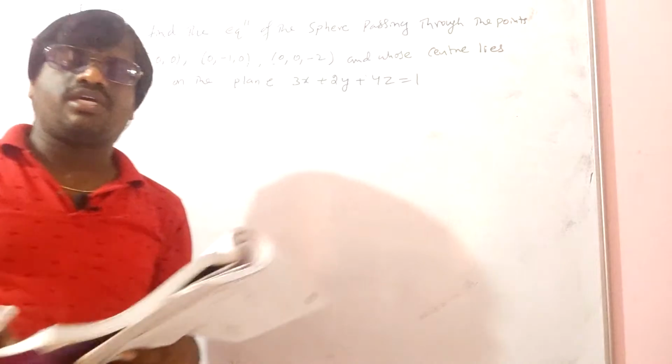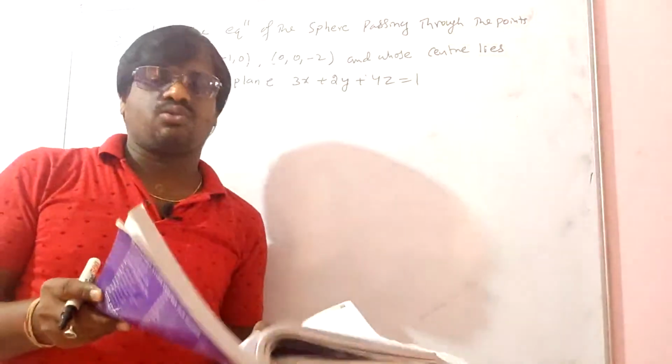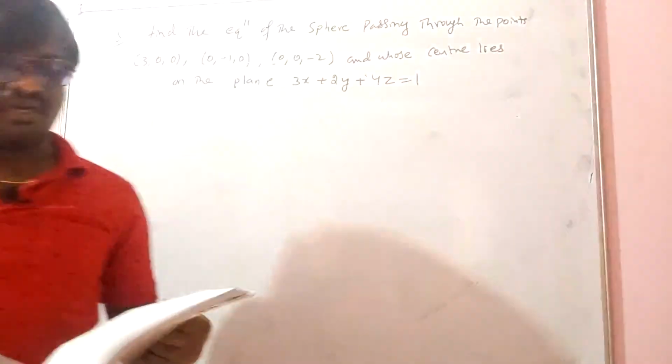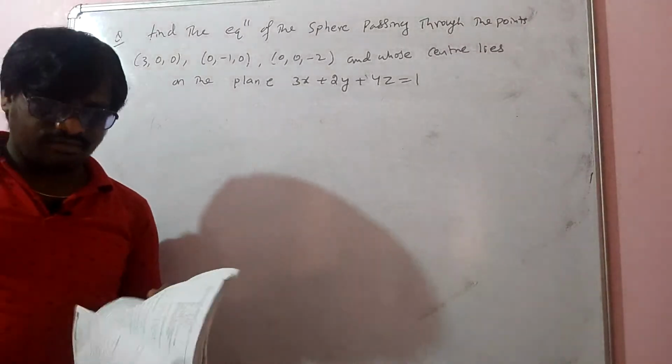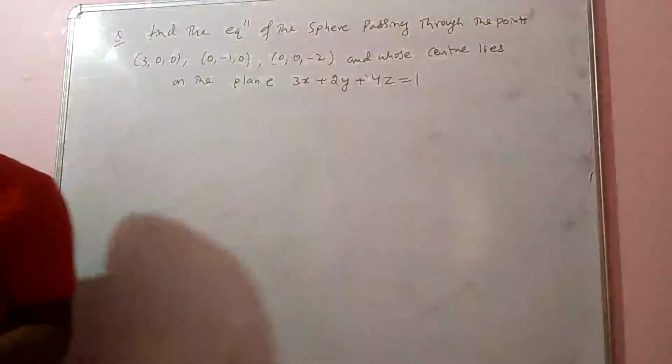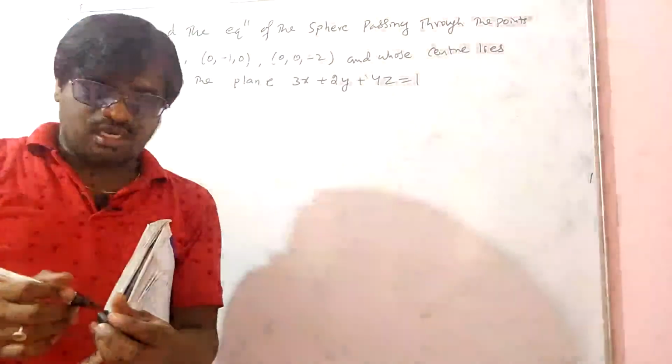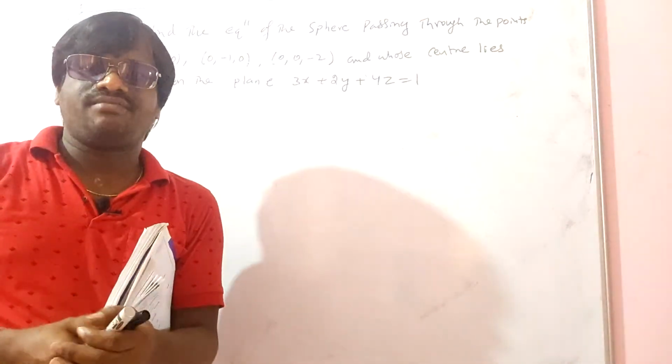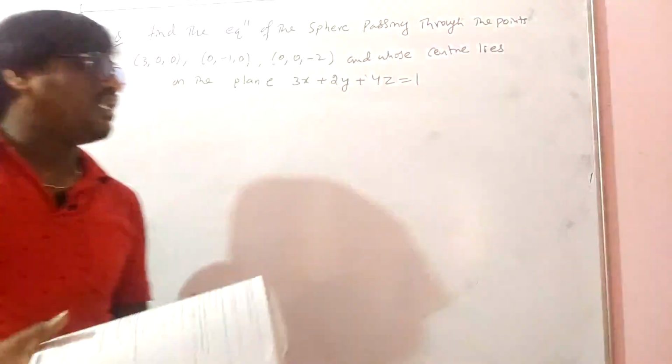I'm going to give one more question as homework to you all, one more question on the sphere. Then we'll finish this sphere concept. This will be the end of this topic. And for the tetrahedron, sorry, pyramid, I have to find the angle. I'll explain that.